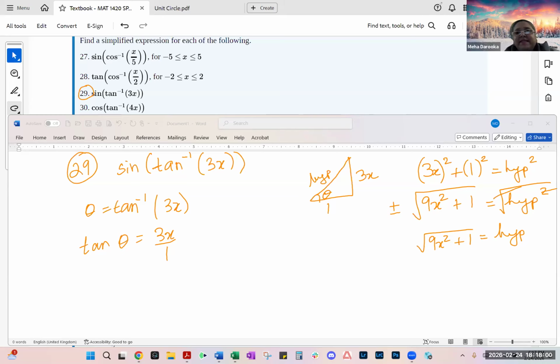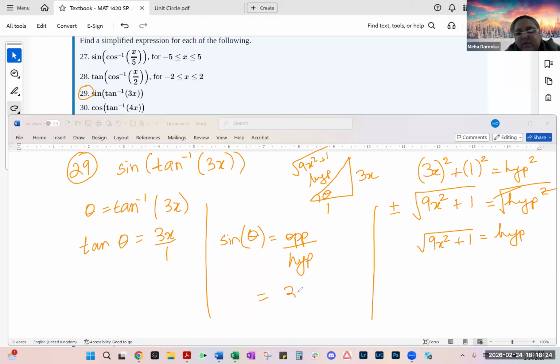So now you have the sine as the outside function. Since we need to solve for the sine of theta, remember that is opposite over hypotenuse. So this will end up becoming, our hypotenuse is square root of 9x squared plus 1. You can see the opposite side was 3x, and the hypotenuse is now square root of 9x squared plus 1.